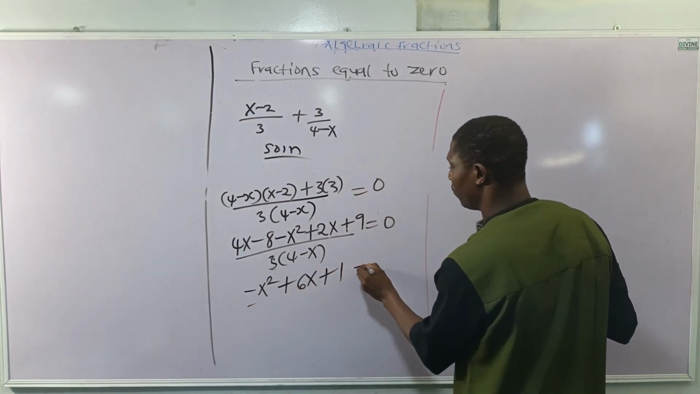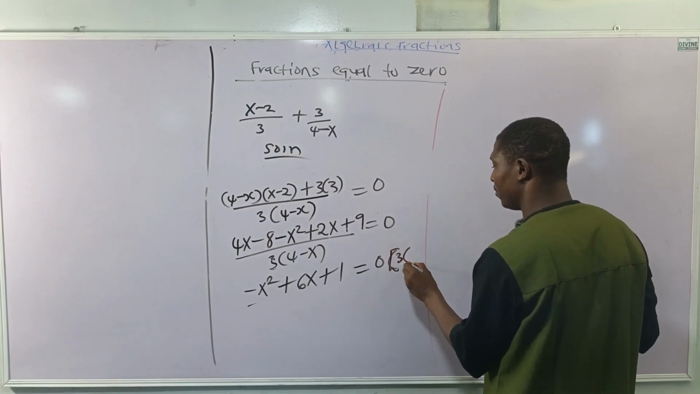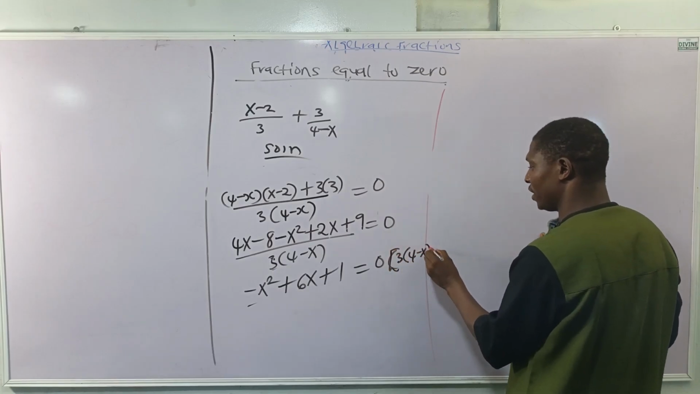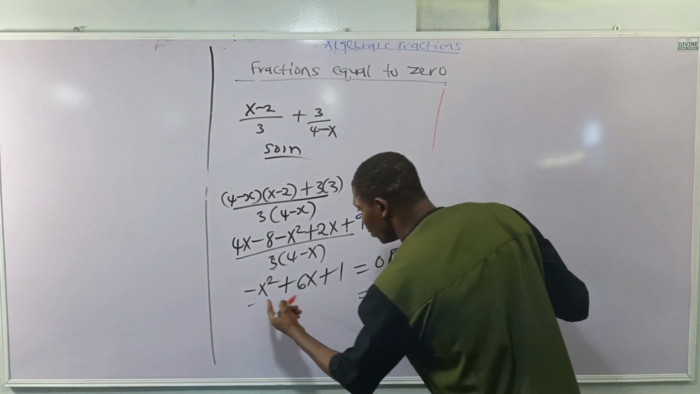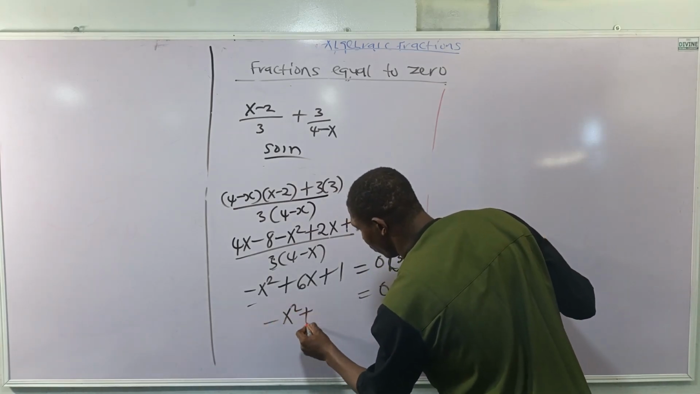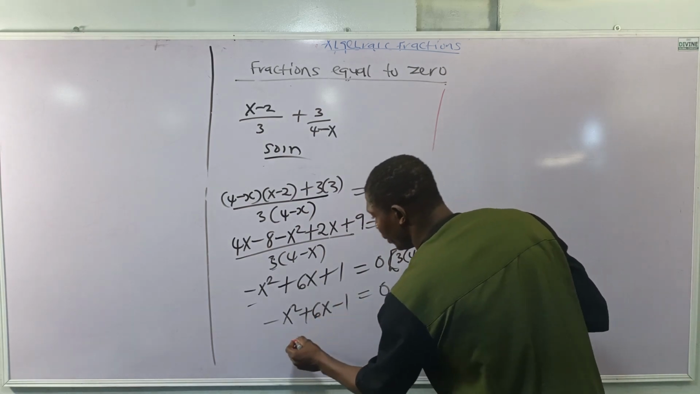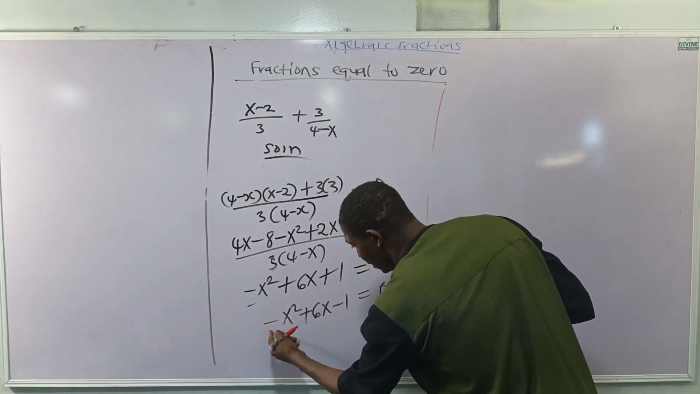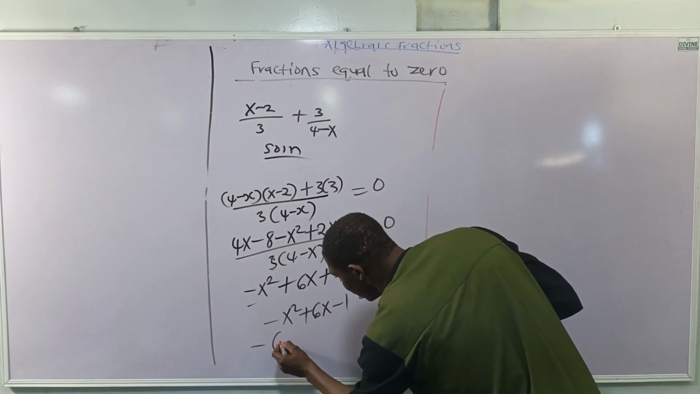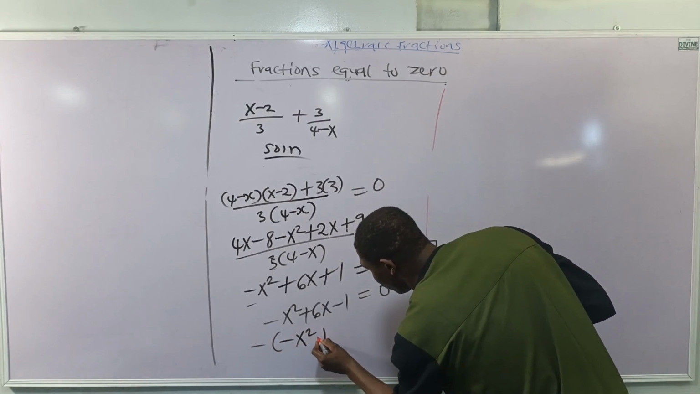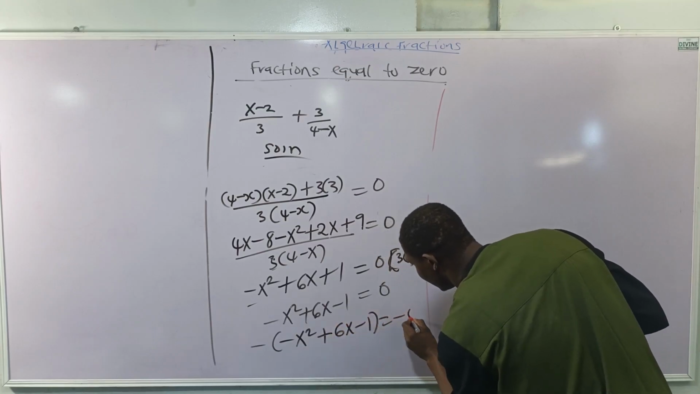Cross multiply, I'll have 0 times 3(4 minus x). Remember, this multiplication will still give me 0. So this is minus x squared plus 6x plus 1 equal to 0. If I choose to rearrange, or I multiply through by negative, I'll have negative of (negative x squared plus 6x plus 1) equal to negative 0.